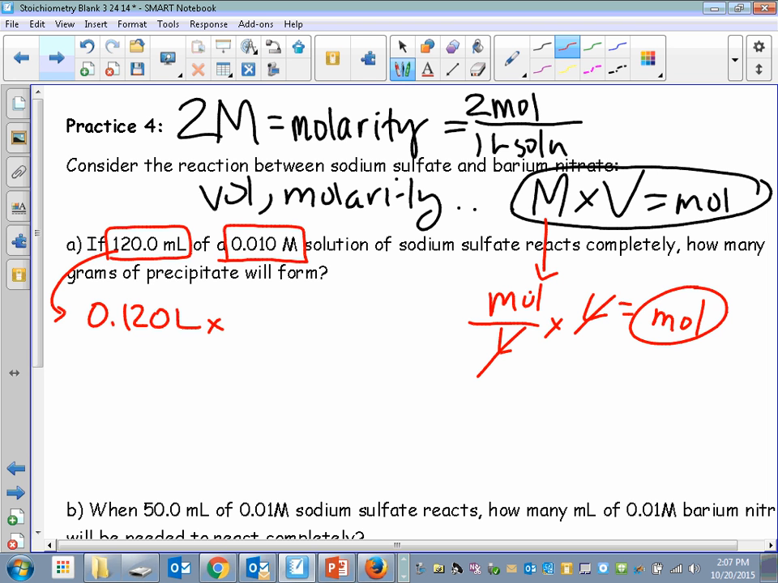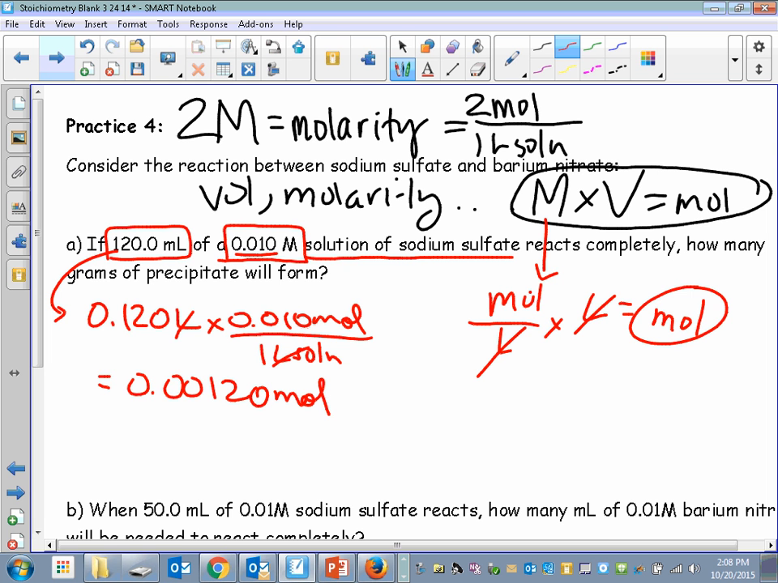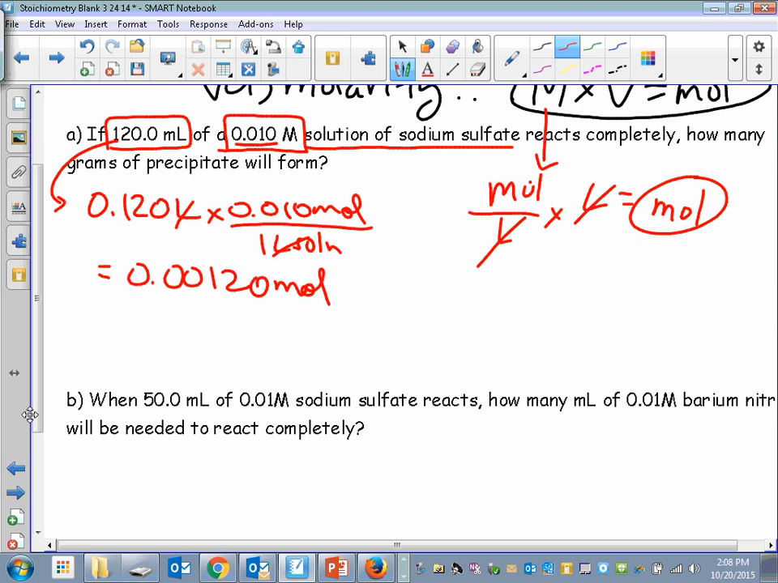So what am I writing? What goes on top? 0.010 moles on top per, still always, 1 liter of solution. It's always per 1 liter. So then what units cancel? Liters. And tell me how many moles that is. 0.00120 moles. And this was a solution of sodium sulfate. What's sodium sulfate? Na2SO4. Okay.